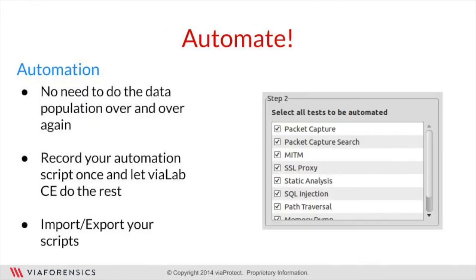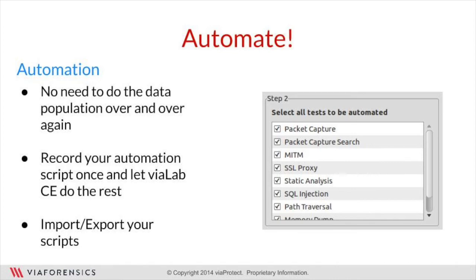One of the things that is pretty cool with viaLab is that it might be repetitive to do this data population step. Okay, go on my phone, log in, put my username and my password, populate those tasks. It's the same process over and over again. So we thought about automating this. Why don't we just record a script and use that script to run all different tests? This is exactly what we did, and this is available in the community edition as well, where you just go into the automation tab and record a script.